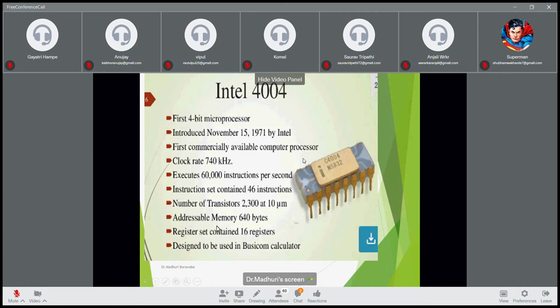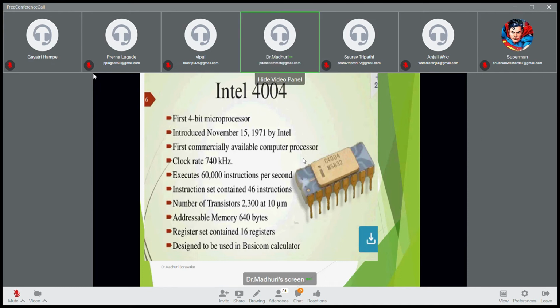Anybody know what is the meaning of the 4-bit? See, 4-bit means what? It has the capacity to accept a 4-digit number. You know the binary number system very well. It is 0 and 1 only. The computer will understand only 0 and 1. So this is the binary number system. Now, the processor has the capacity to accept a single one, which is called 1 bit.